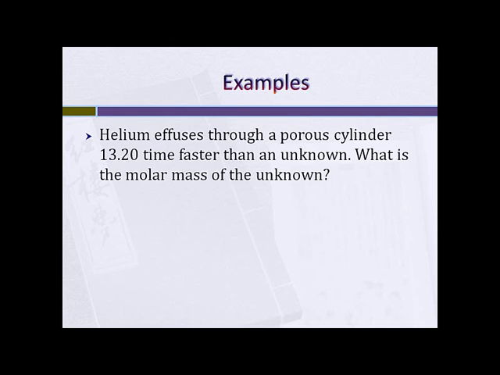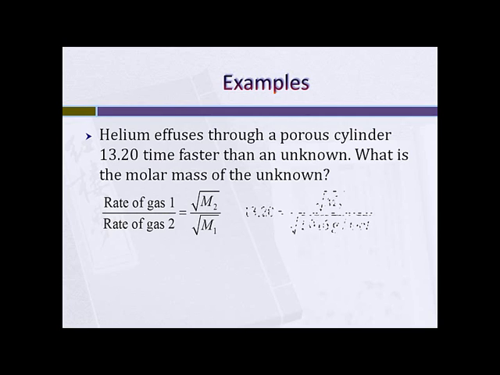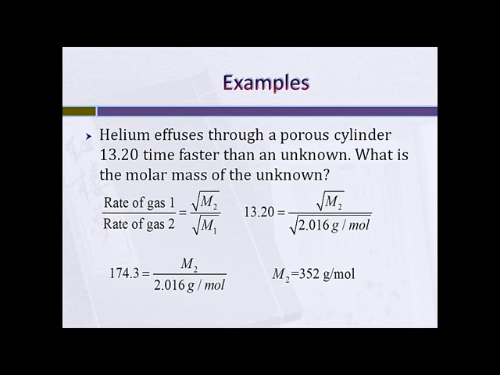Sample problem. Helium effuses through a porous cylinder 13.2 times faster than an unknown. What's the molar mass of the unknown? Well, you have Graham's law, you put the values in, and you see that the square root of molar mass 2 is on top. Solving, we get 352 grams per mole. So if you had some other information about the compound, you could probably figure out what it was.